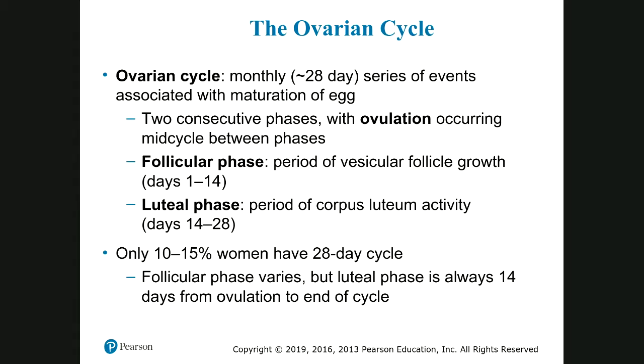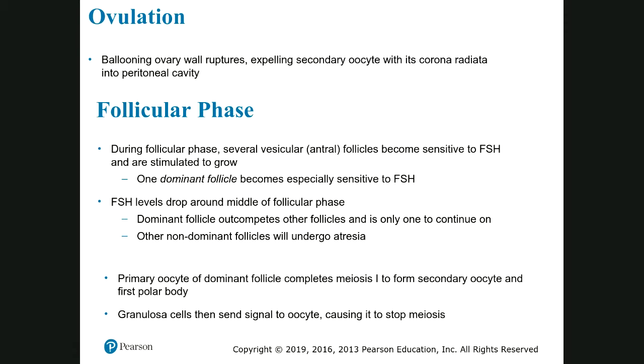During ovulation, the wall ruptures and expels the secondary oocyte, now surrounded by the corona radiata, into the peritoneal cavity.